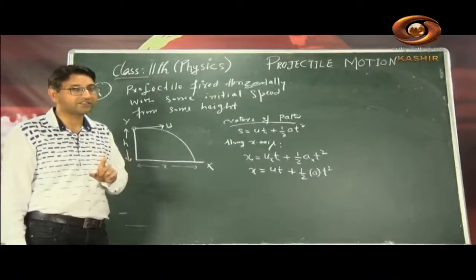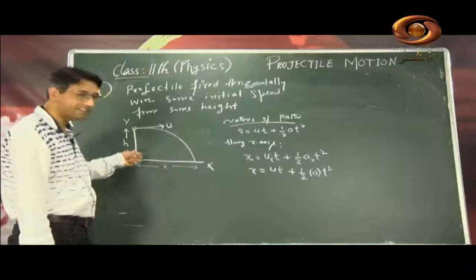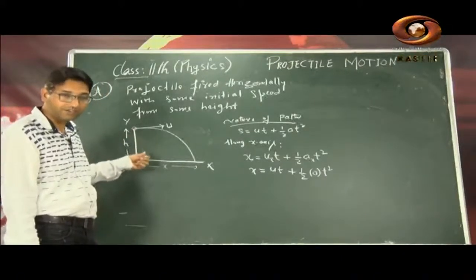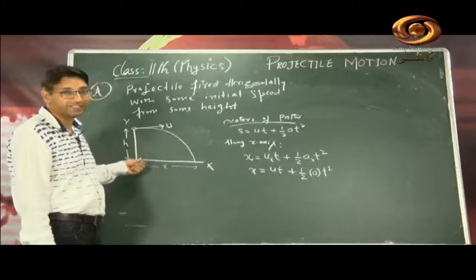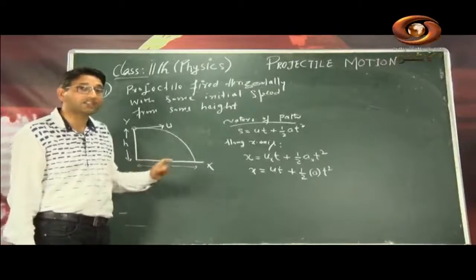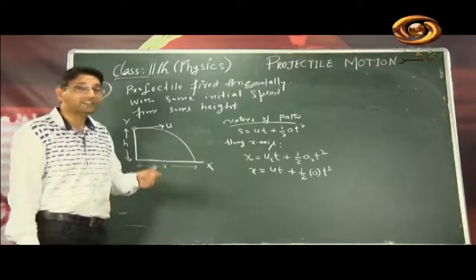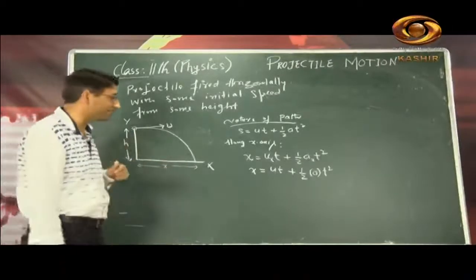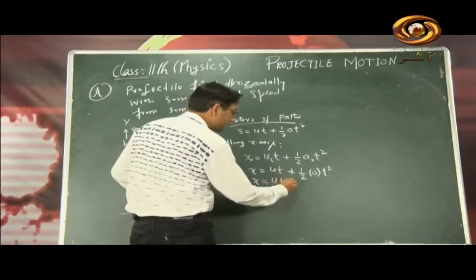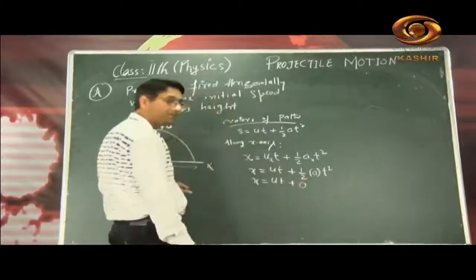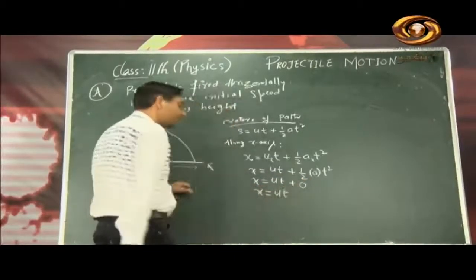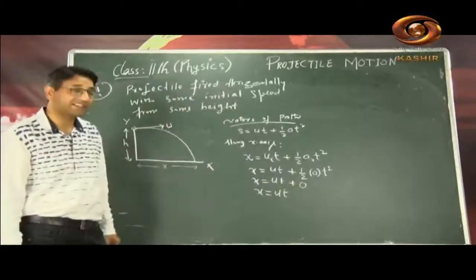Yes, there is acceleration along the y-axis, because along the y-axis it is getting attracted towards the ground, under the effect of gravity, so it will always accelerate. There will be variation in the velocities along the y-axis, but along the x-axis we have neglected all other forces. There is uniform velocity and thus acceleration 0. So x comes out to be ut, plus this whole term becomes 0, so x is equal to ut. This is the displacement covered by a projectile along the x-axis.